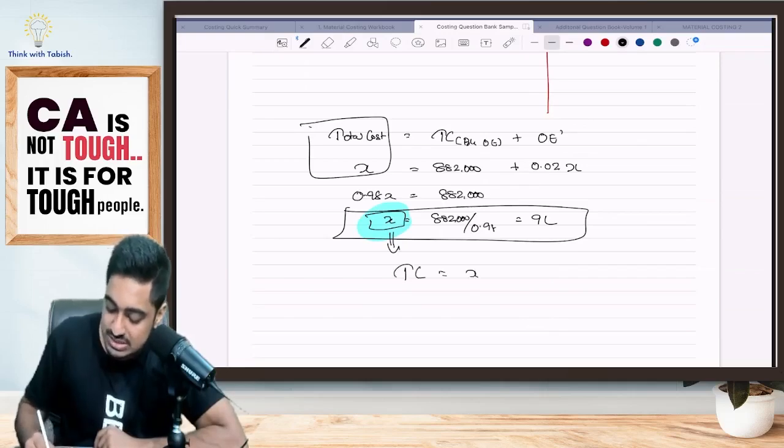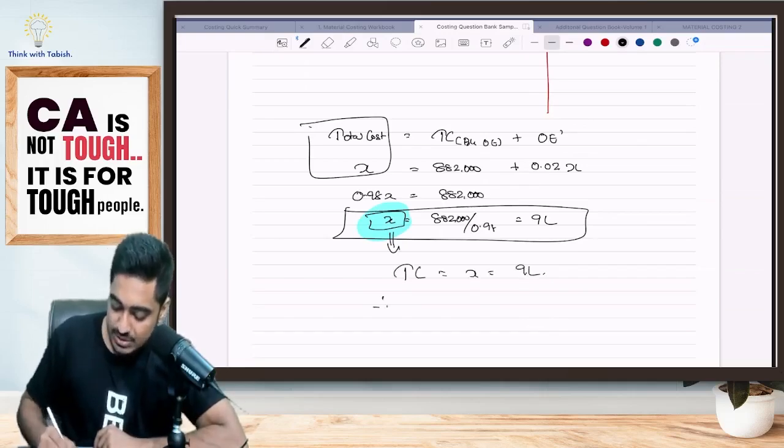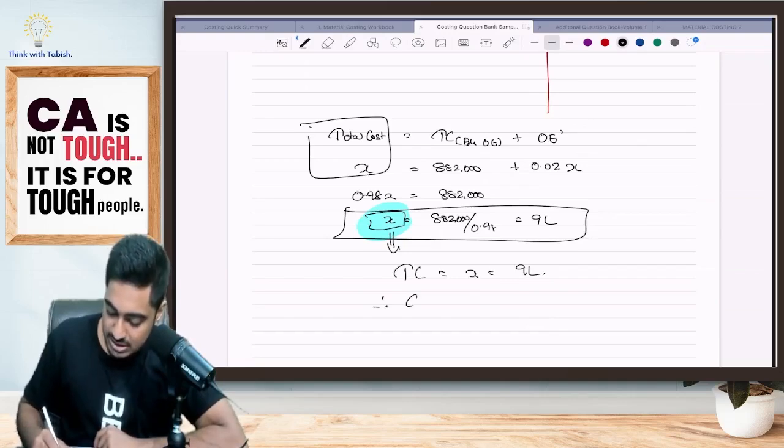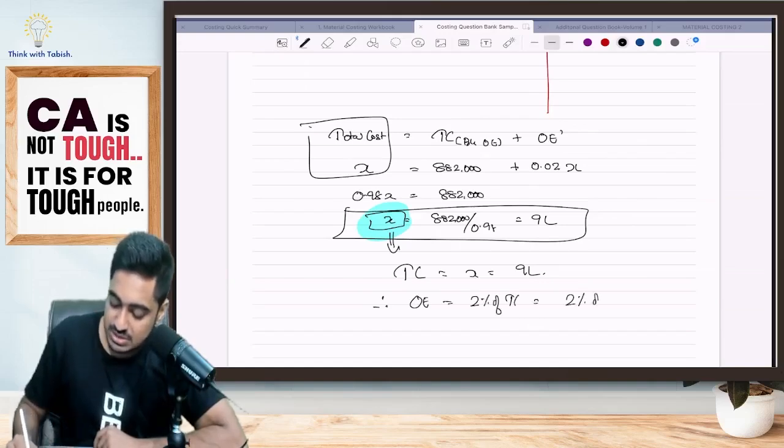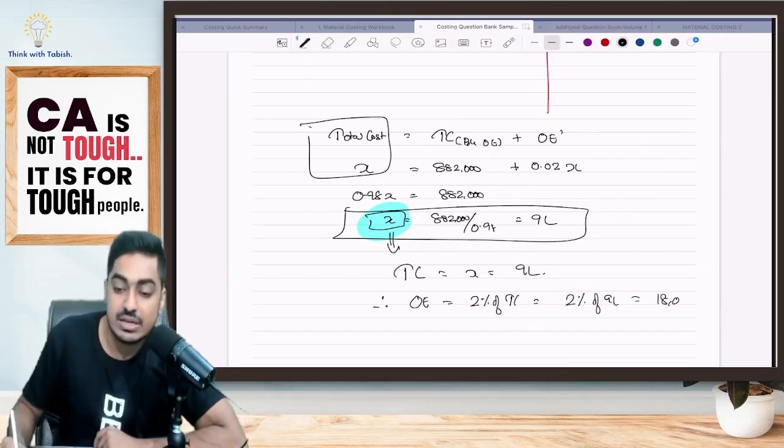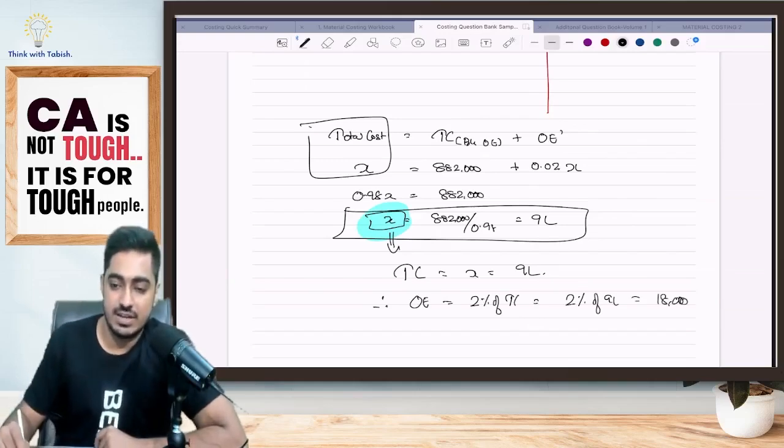Whom did we assume as ex? Total cost is x, which is 9 lakh. Therefore, other expenses is 2% of total cost. 2% of 9 lakh is 18,000. Yes or no, everyone? Great.